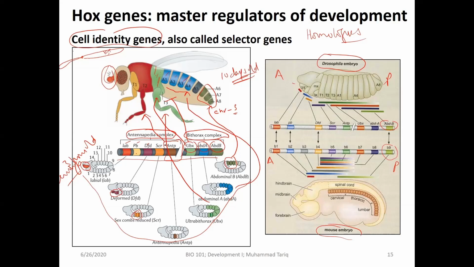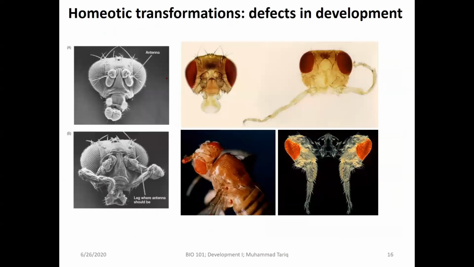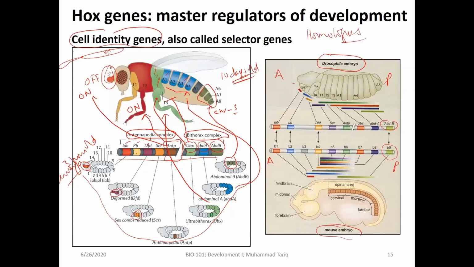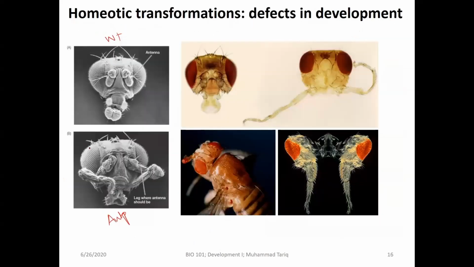Let's say you have antennapedia, which is only on here and off there. If antennapedia becomes on here, what will happen? Or UBX becomes on. Look, this is a normal head, normal wild type fruit fly. This is antennapedia. Antennapedia expression in this region leads to legs on the head. Look at this one. Legs.